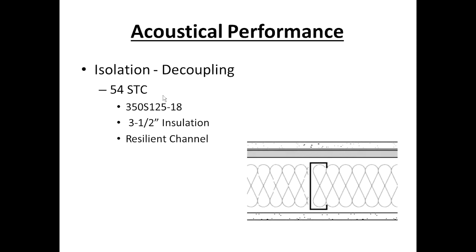But look what happens when I cut the string even more. If I put a resilient channel in there, I pop that one up from a 48 to a 54. So I have the mass, same. Absorption is same. Isolation the same, well, a little bit more because it's a 1/2 inch more away. But I've decoupled, I've gained 6 points.